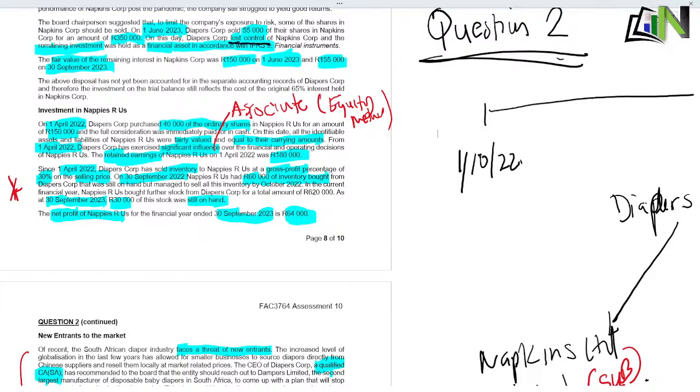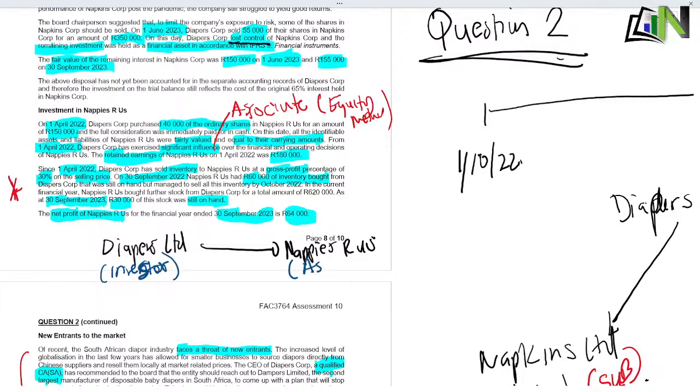Now, very important, we do not go anywhere without understanding who is actually making the profit, who is selling. So in this situation, they say Diapers. So we have here Diapers Limited. Diapers Limited is making sales to Nappies R Us. Now, who is Diapers and who is Nappies? Diapers is the investor. We can say parent, but this time we'll say investor since they don't have control. He's the investor, and Nappies R Us is the associate. Because the parent or the investor is the one selling, they are the one that's going to make the profit. They made a sale, they'll make a profit, and they are receiving their inventory.